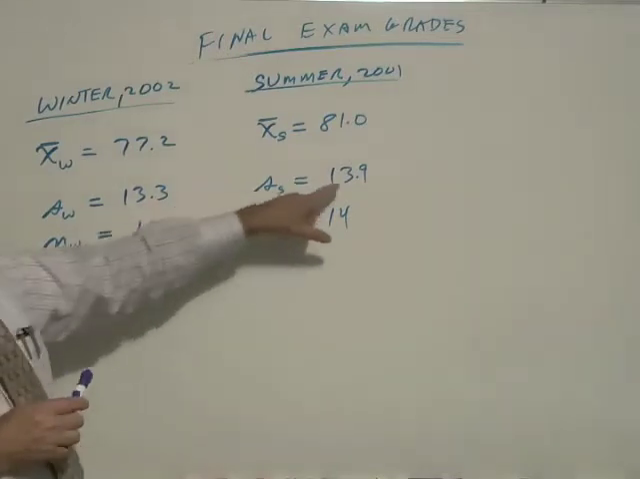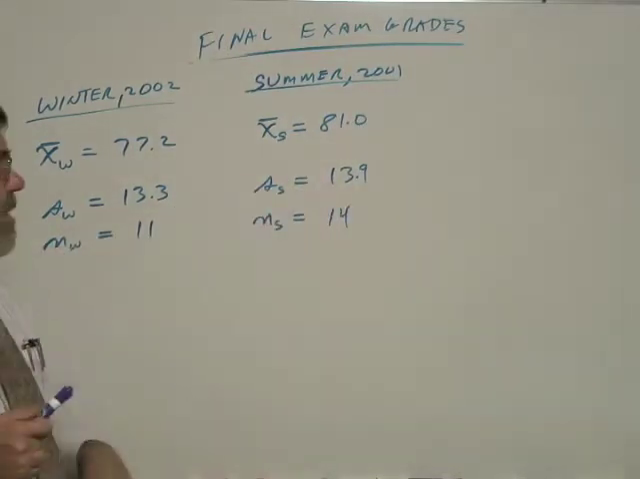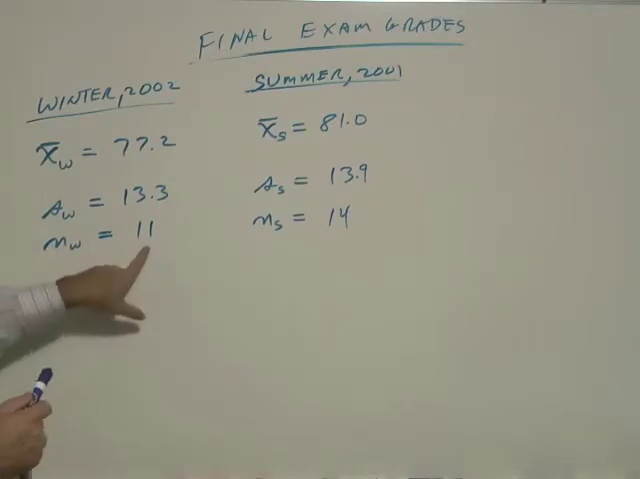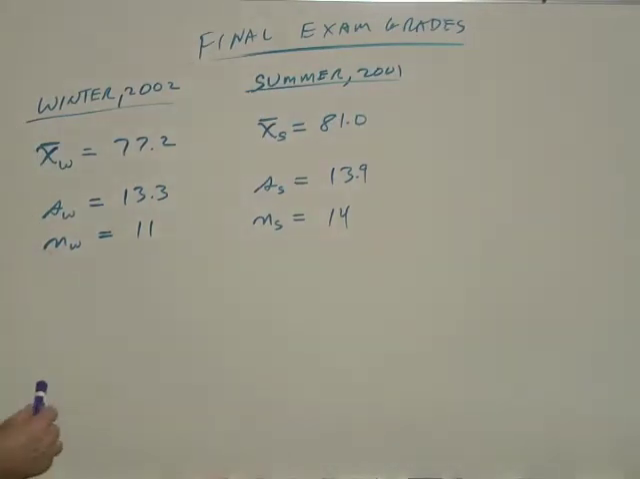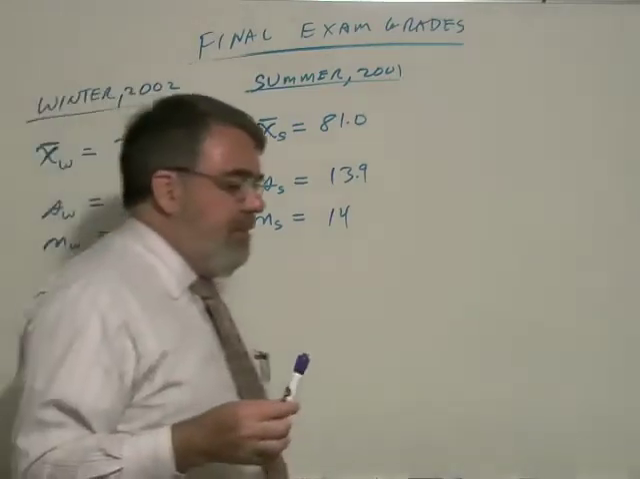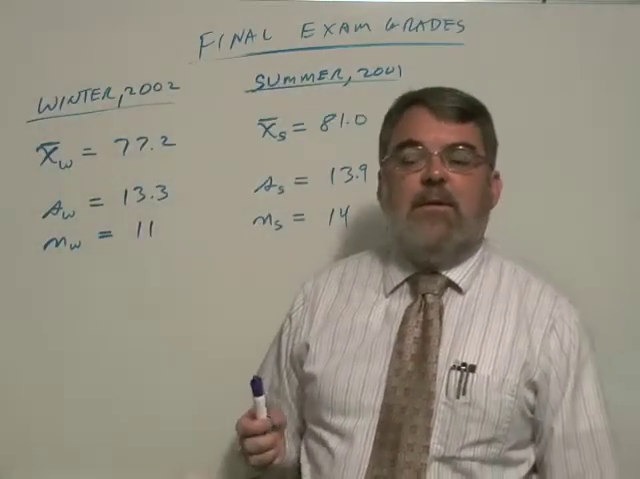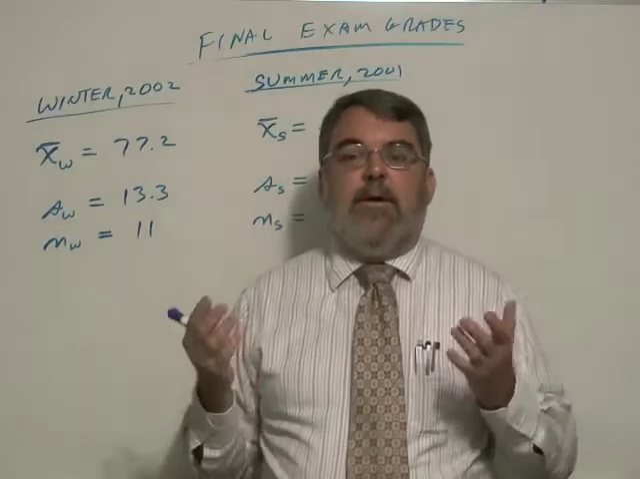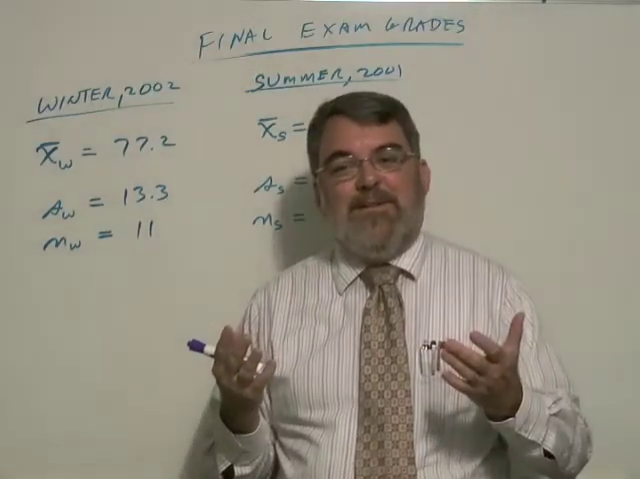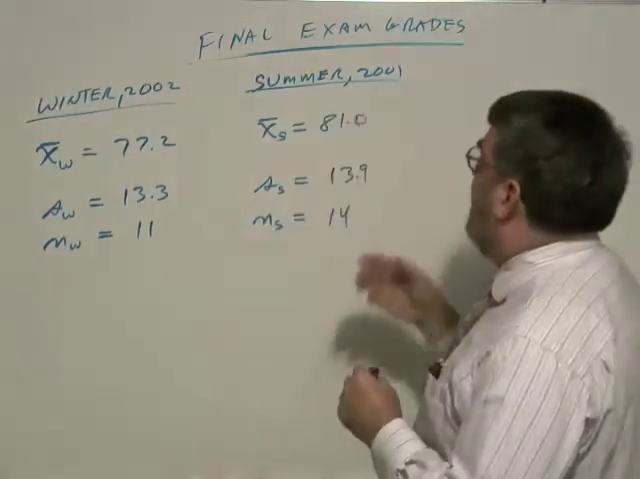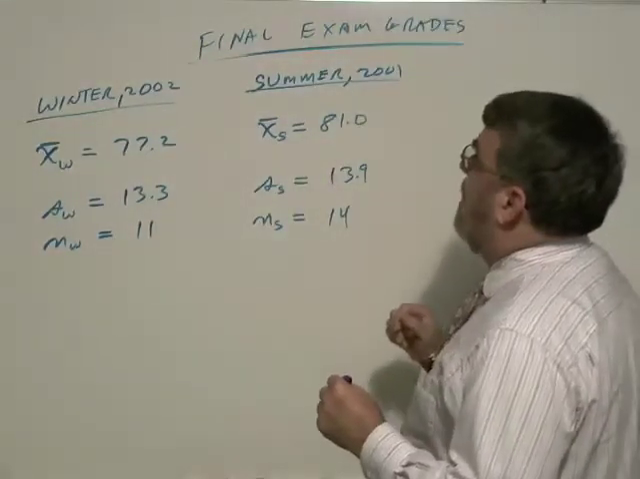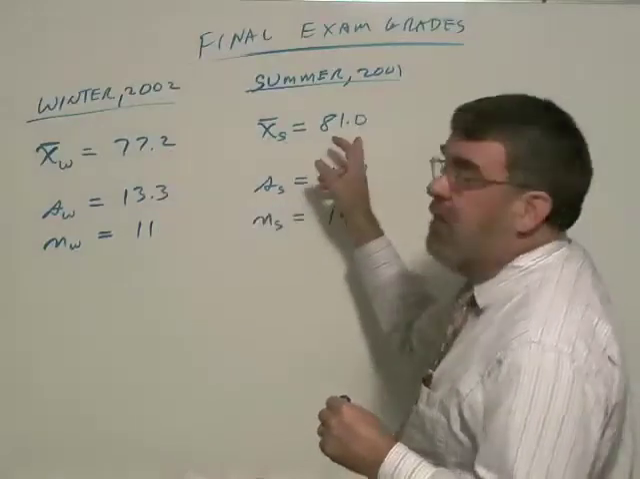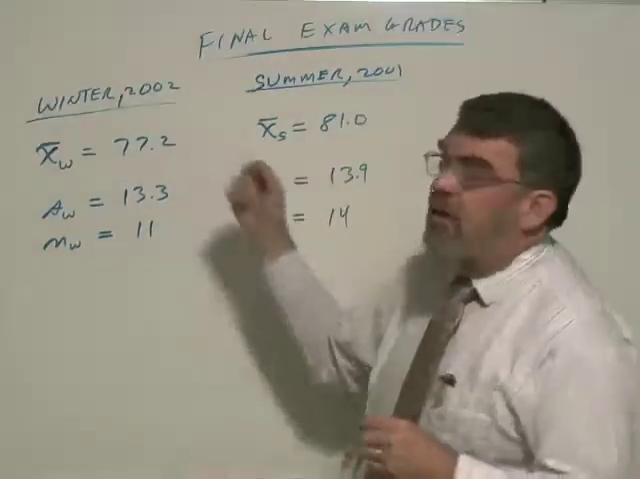The standard deviations were similar, 13 point something. And sample size, there were 11 people in the winter class, there were 14 in the summer class that year. So the hypothesis test of this one will be comparing the difference between two means. And now there is a difference between the means of these samples, of course. It's about 3.8 points between summer and winter.